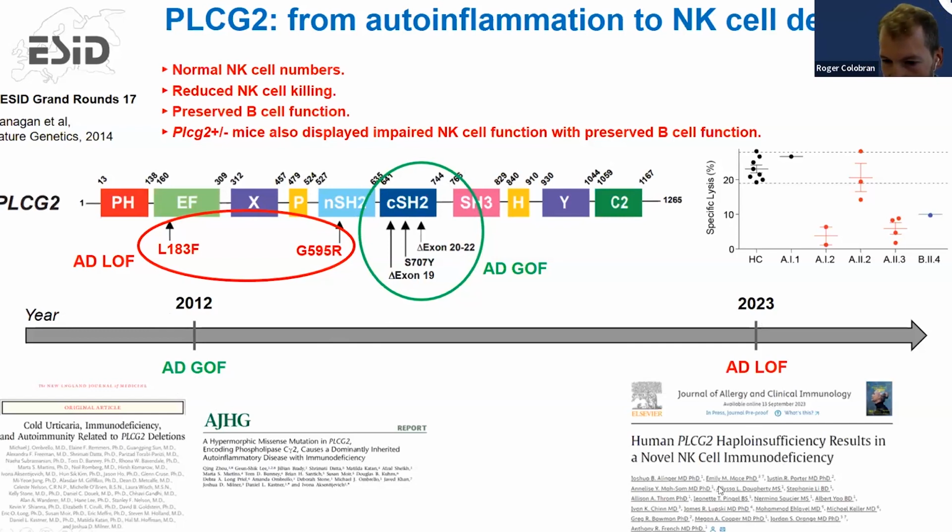the group of Jordan Orange and Anthony French described haploinsufficiency of PLCG2, so loss of function mutations associated with an immunodeficiency of NK cells, so NK cell deficiency. They described 3 patients of 2 unrelated families carrying monoallelic missense mutations that act as loss of function mutations. And these patients had normal NK cell numbers, but reduced NK cell killing. The patients preserved the B cell function that was impaired in the autoinflammatory disorder, and the partial knockout mice also displayed this impaired NK cell function.